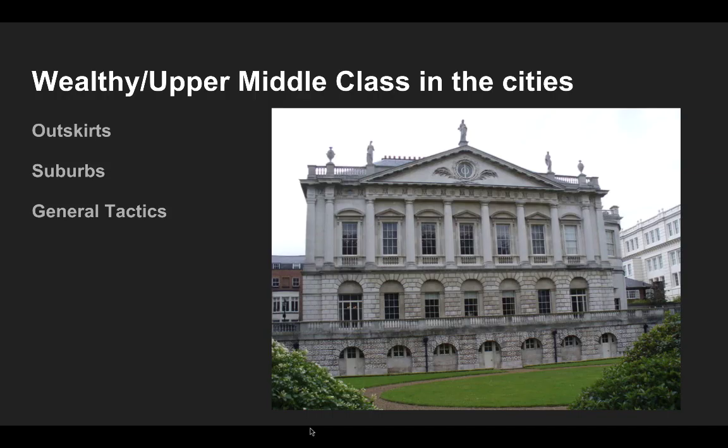Because this is really the biggest impact, I think, early on of industrialization. Now, if you're in the wealthy or the upper middle class, basically the idea is you stay away from the center of the city, because the closer to the center of the city you got, it could get really, really bad. So you're either on the outskirts of the city or in suburbs.